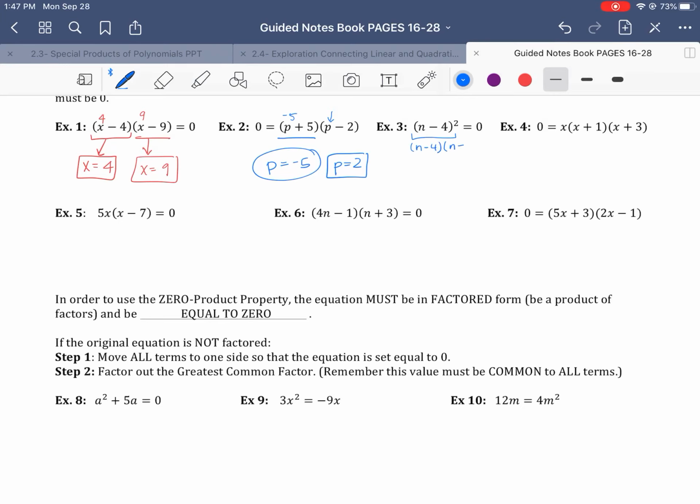Remember, that just means there's two of these. And notice if I were to look at this piece or the other piece, they're going to have the same solution. So n is equal to 4. And you can have a repeated solution. I don't have to write it twice. You can if you want.